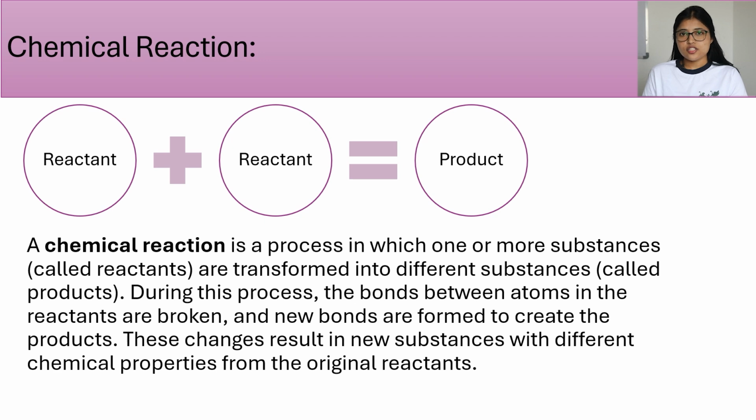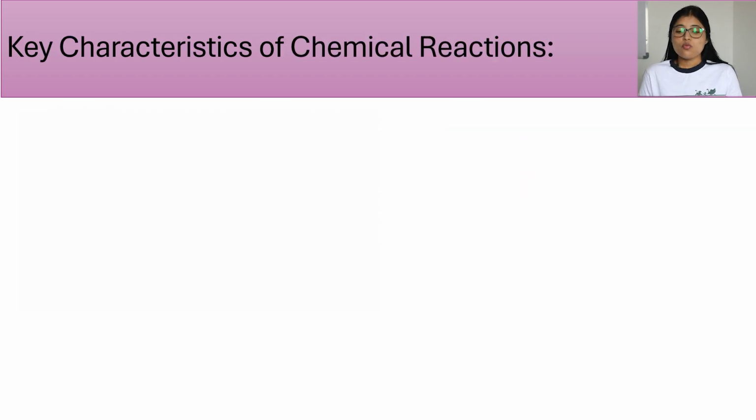A chemical reaction is a process in which one or more substances, called reactants, come together to form a product. In this process, bonds between the atoms in the reactants are broken and new bonds are formed to create the products. These changes result in new substances with different chemical properties compared to the ones that we started with. What are the key characteristics of chemical reactions?